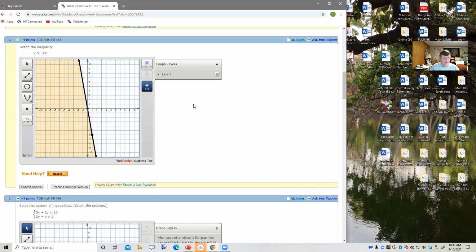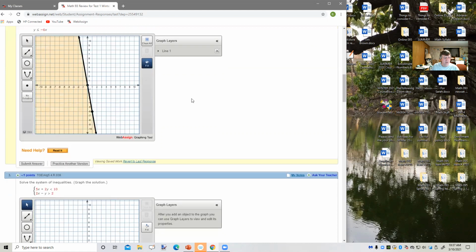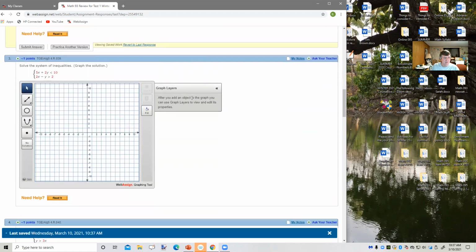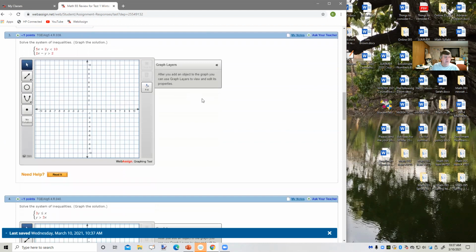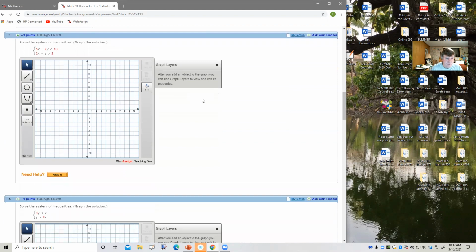No. All right, let's go on to, this was out of section 4.5. Here we're solving a system of inequalities, so we're going to graph more than one of them. Let's see, our first one is 5x plus 2y less than 10. And our second one is 2x minus y greater than 2. Do you want me to use the find 2 points method or the slope-intercept method?